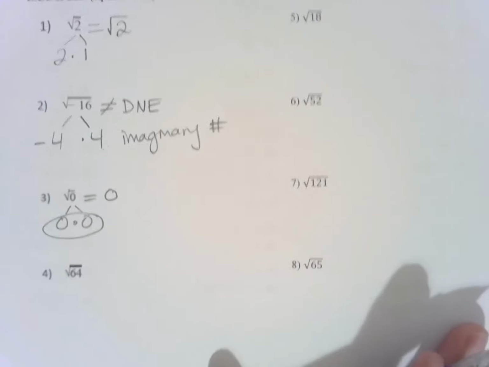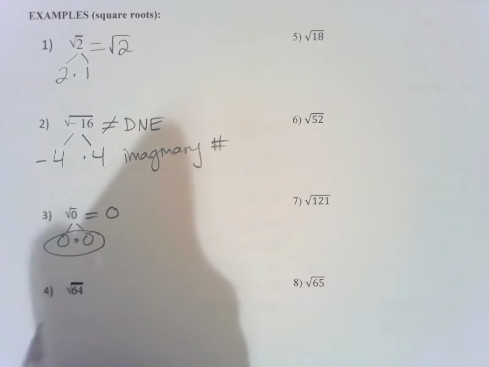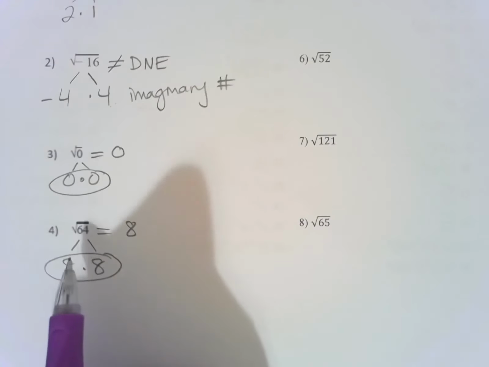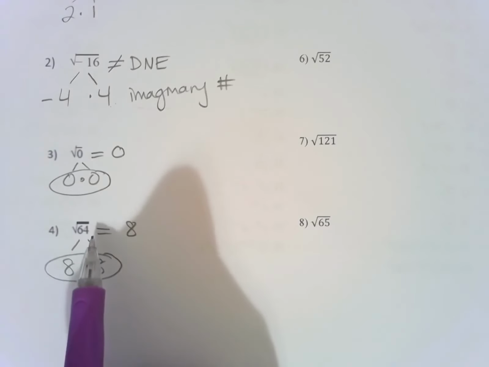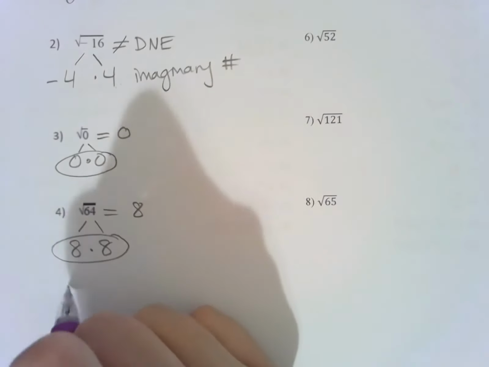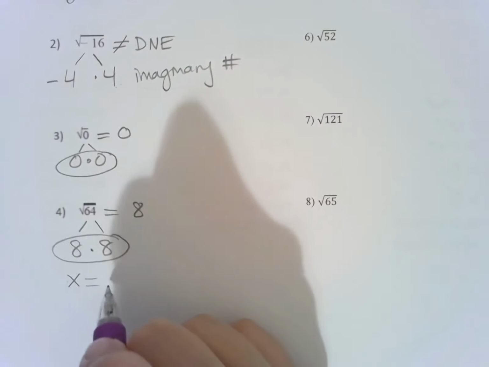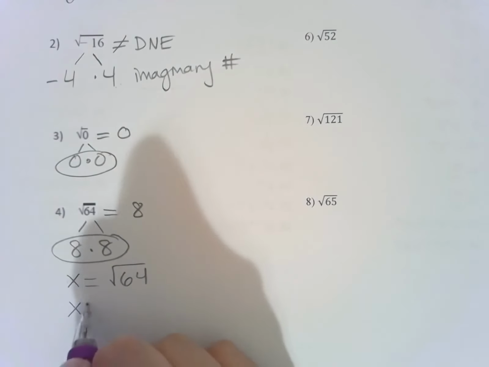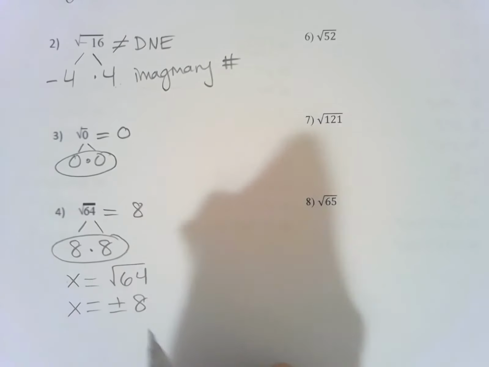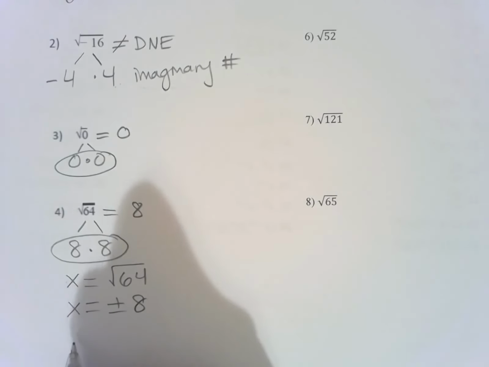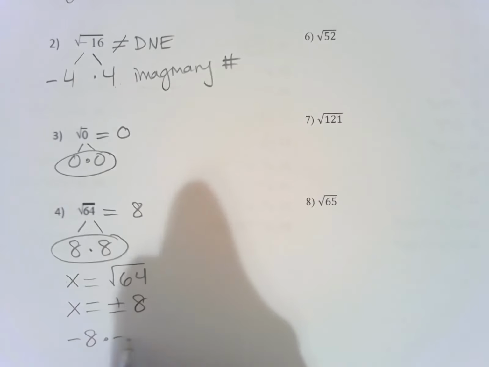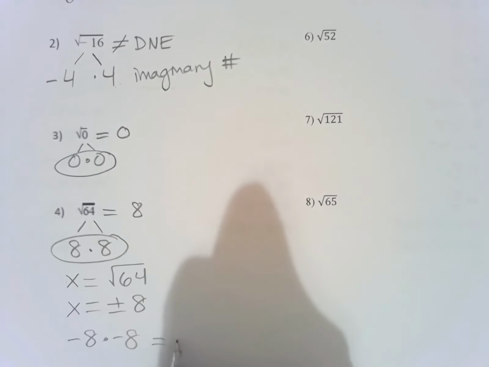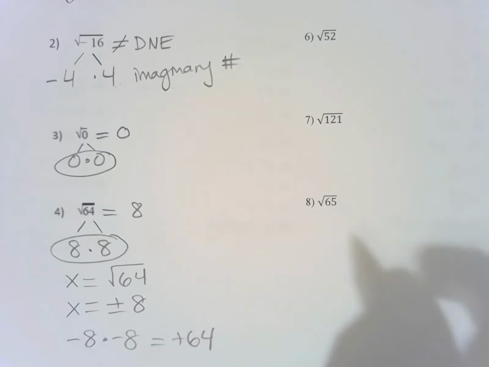I want you to pause the video and I want you to try number 4. Now, if you just have the square root of 64, that's 8. But if you had something like x equals the square root of 64, then you would actually write x equals plus or minus 8. Because if you think about it, negative 8 times negative 8 is also a positive 64.